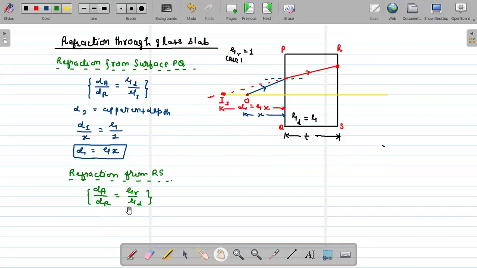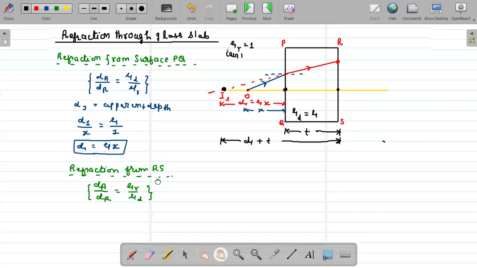Why am I considering that the object is in a denser medium? Because this red line, which is the incident ray for the surface RS, is in a denser medium. Now what is the real depth? The real depth is this distance, from here to here. This is the real depth because now this image works as the object for the surface RS. How much is this distance? From here to here is D1, so it is D1 plus t. So this is the real depth.